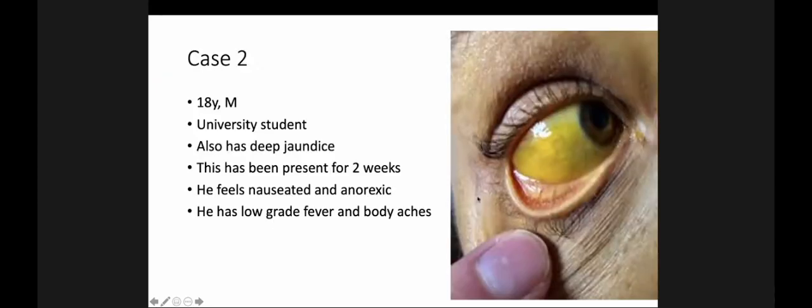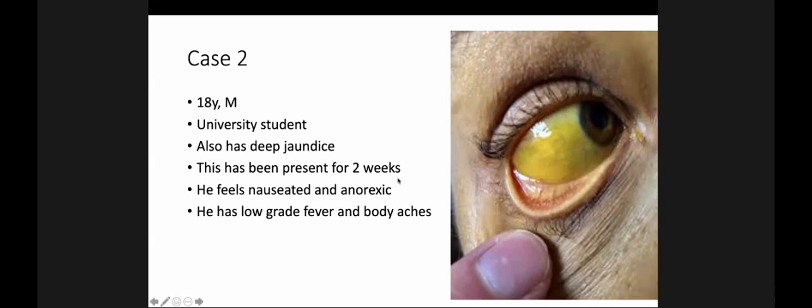Okay, so case 2, young man, again, 18-year-old, university student. This patient has deep jaundice. So it's actually the same picture. Now we know deep jaundice means conjugated hyperbilirubinemia. Of course, we want to confirm that with a blood test, right?